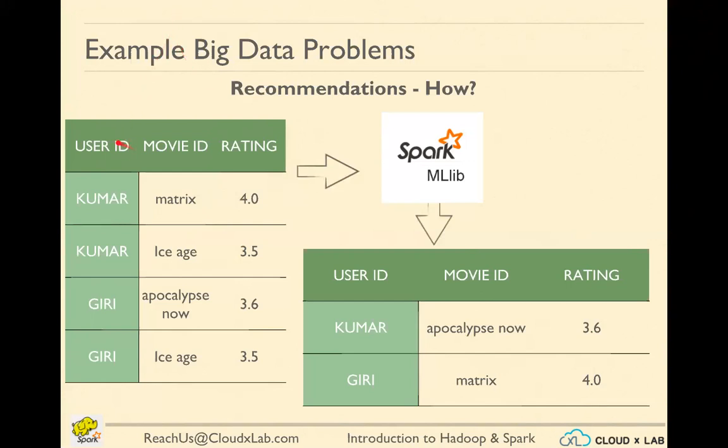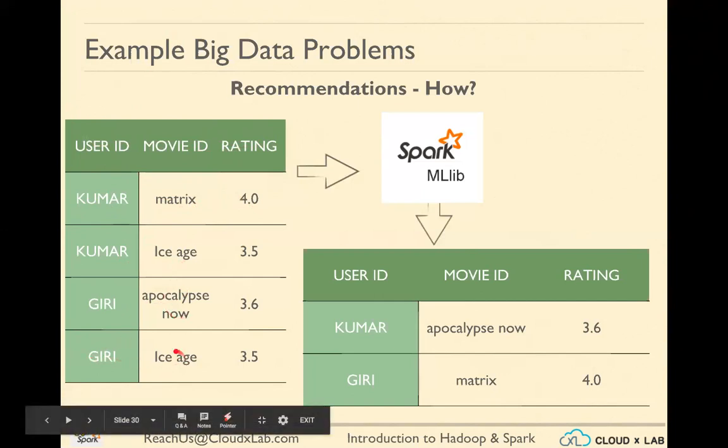Okay, so for example, here what we have is user ID, movie ID, and rating. So we have 3-column data. The first one is the name of the user, even though technically it is going to be a number. So here, who liked which movie, how much? Say, Kumar liked Matrix, and Kumar liked Ice Age, Giri liked Apocalypse Now, and Giri liked Ice Age. So you can see that out of 3 total movies, 1 movie is common between Kumar and Giri. So Kumar and Giri are 1/3 similar, right?